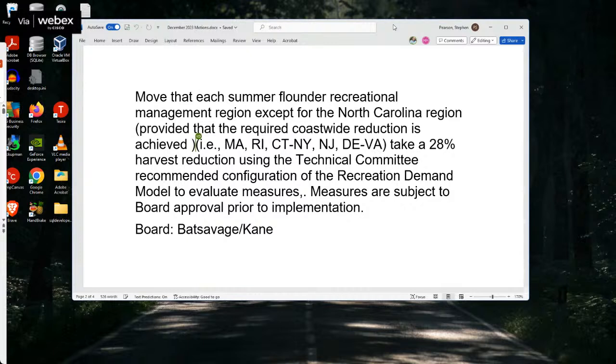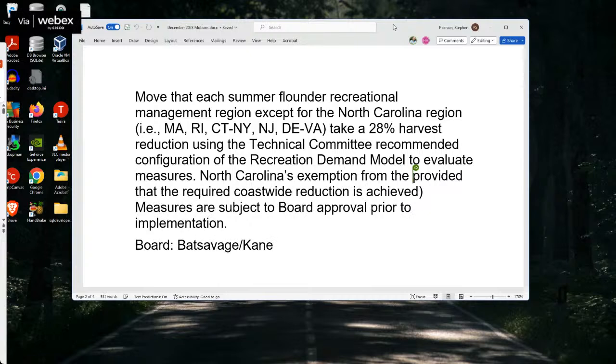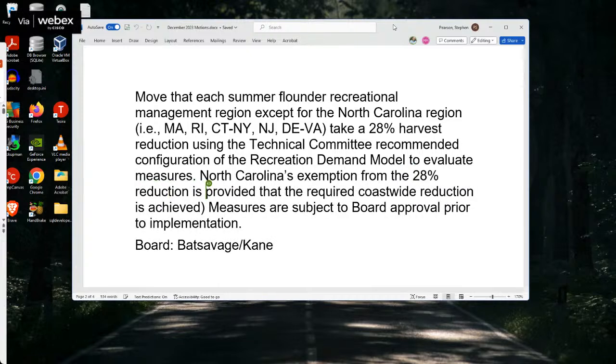Good. Okay. Comments on the motion? John Maniscalco. Do you mind if I jump to Tony first? She's jumping out of her seat, and then we'll come to you, John. Thanks. Can we put a new sentence, say North Carolina's status quo measures are provided that something? It's not necessarily status quo for North Carolina, is my understanding. It could be slight relaxation of North Carolina's exemption. It's an exemption of the 28% reduction. How about that? Is contingent upon the required coastwide reduction being achieved. Yeah.